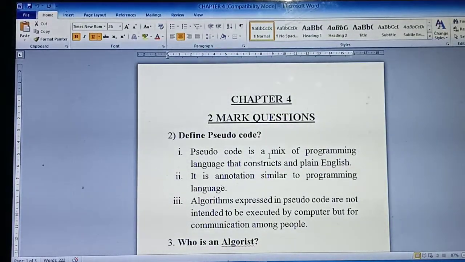Okay, so please write the answers, students. Second question: define pseudocode. Write first, pseudocode.